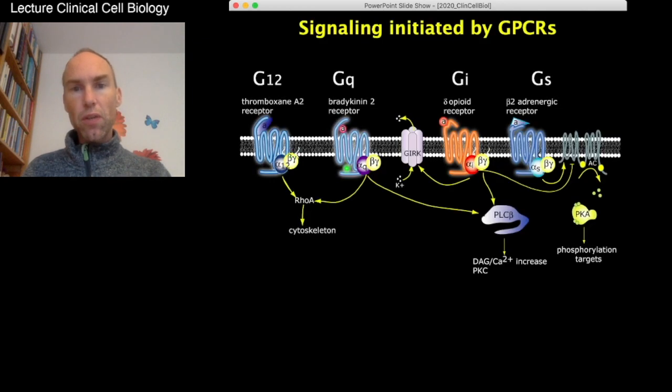So that's shown on this slide, where, for instance, this alpha 12 heterotrimeric G-protein subunit activates Rho A. This can also be activated by G-alpha Q, which can also activate this enzyme phospholipase C-beta, which is responsible for the calcium increase. And on this side, we have the alpha I and alpha S subunits.